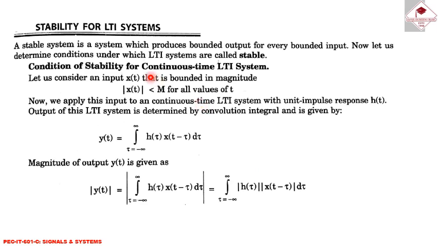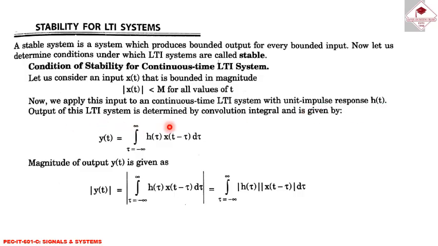Next is stability for LTI system. A stable system is a system which produces bounded output for bounded input. Now let us determine the condition under which an LTI system is called stable. Condition of stability for continuous time LTI system. Let us consider an input x(t) that is bounded in magnitude, so the magnitude of x(t) is less than M for all values of t. Now we apply this input to a continuous time LTI system with unit impulse response h(t).